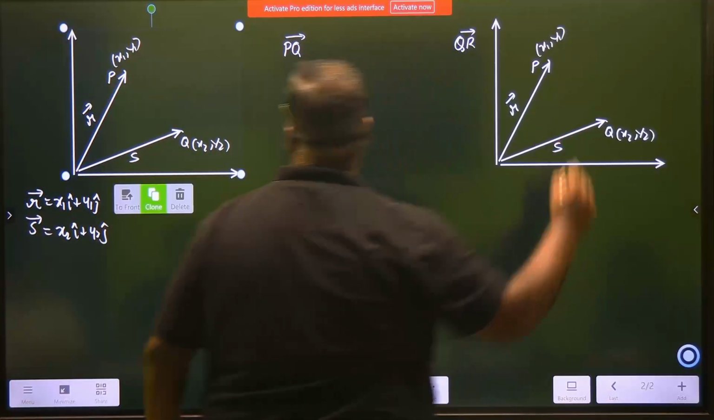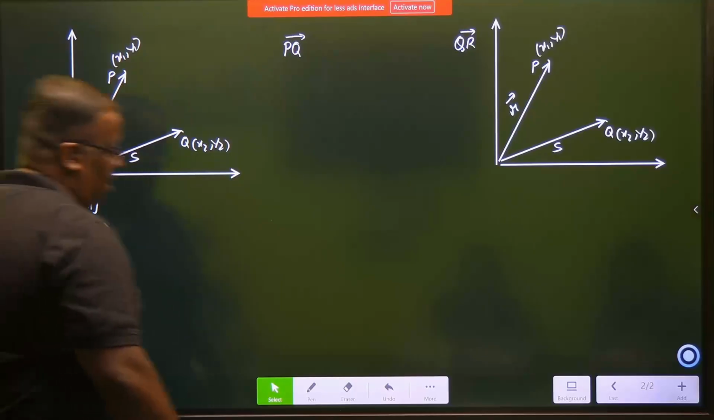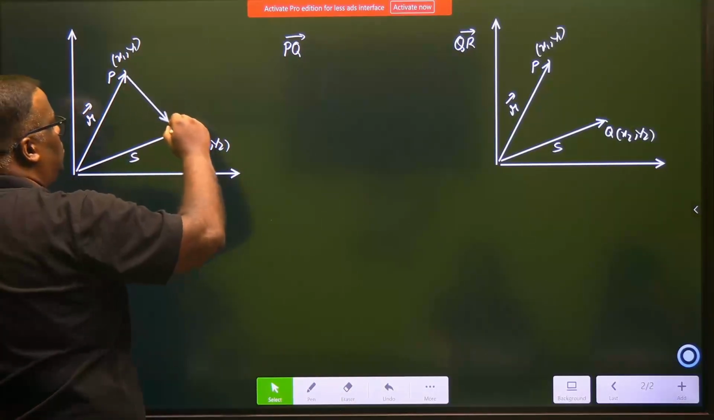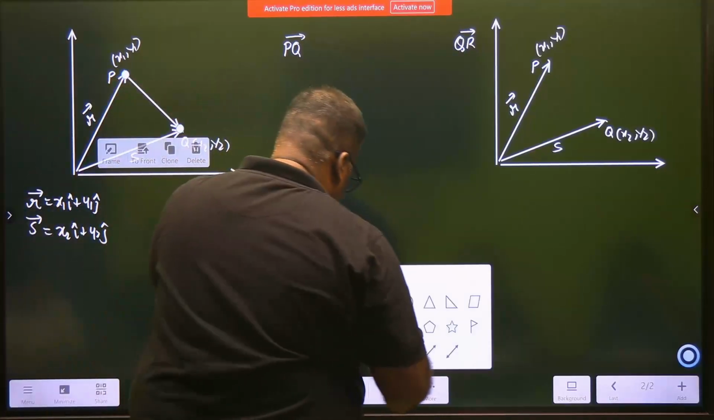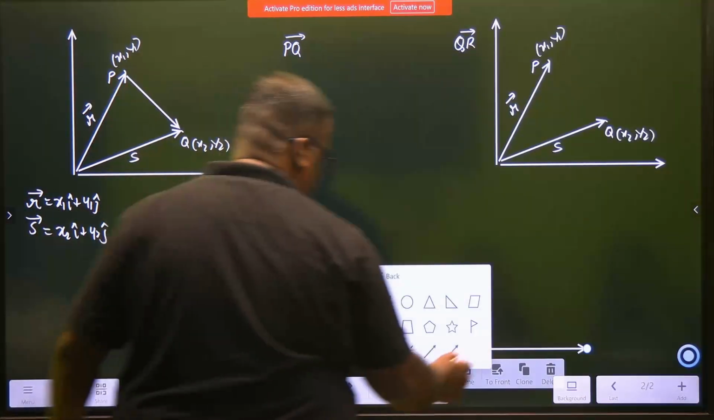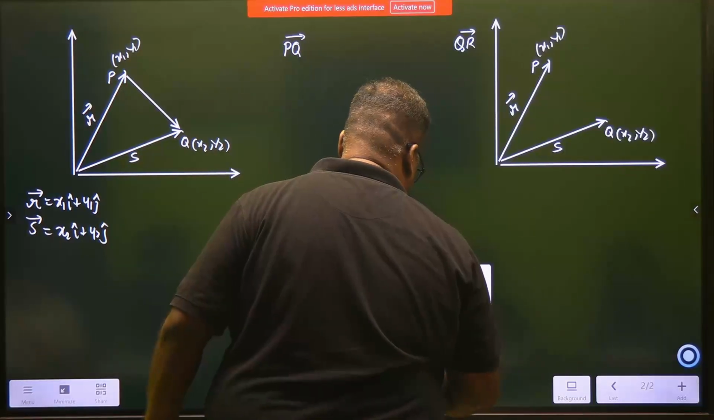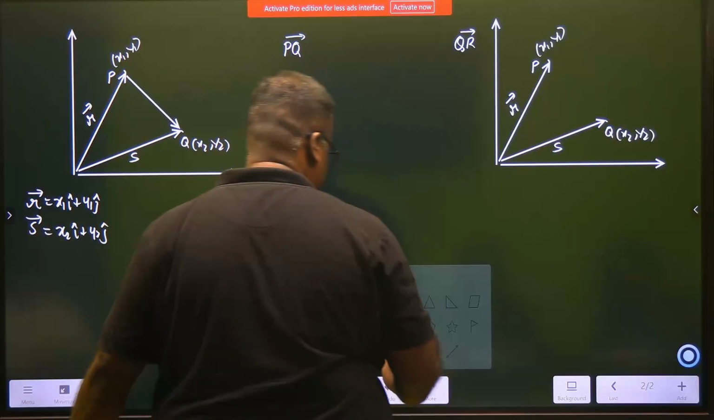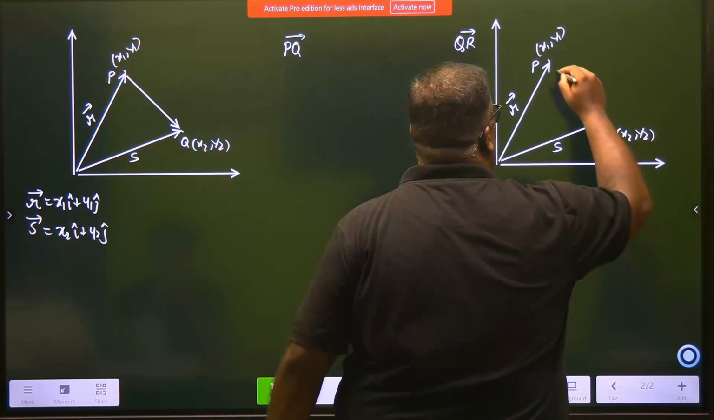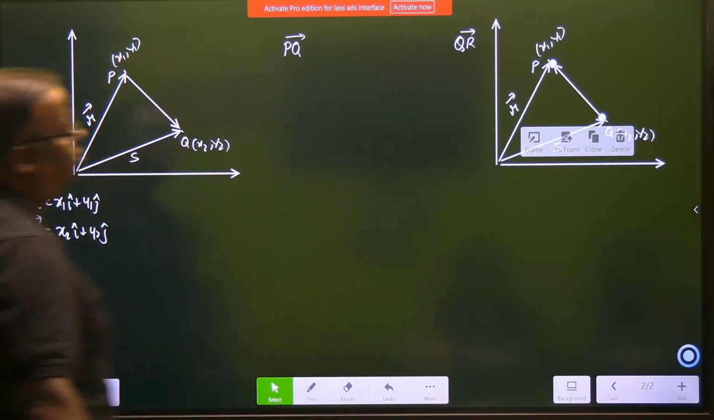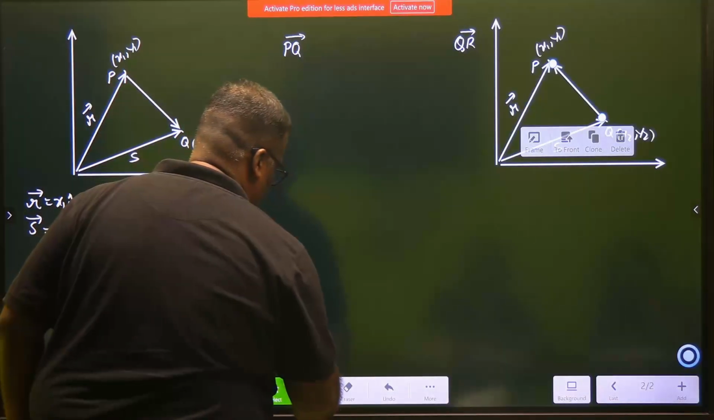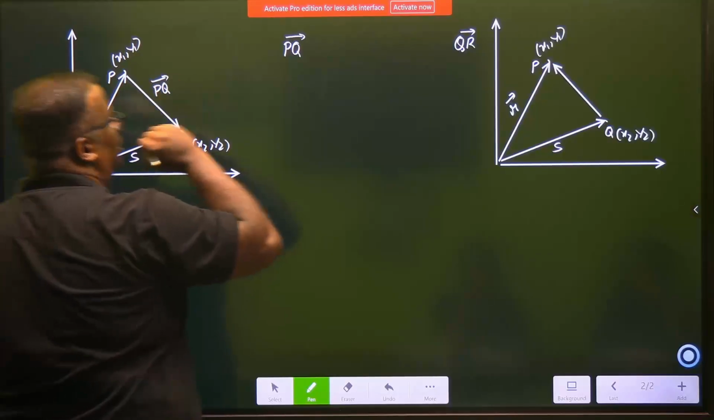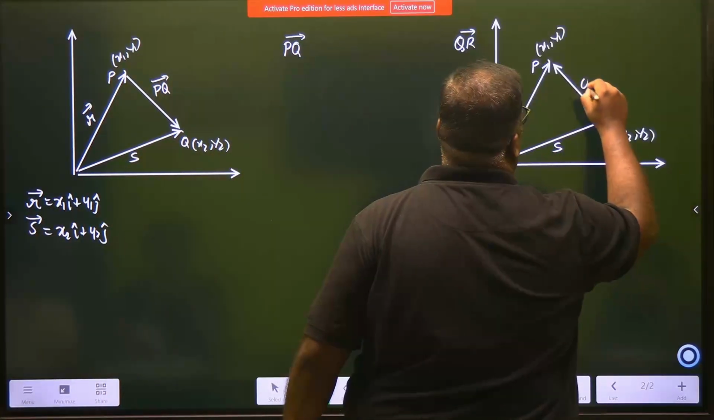So in one diagram we'll show you PQ, in the other diagram we'll show you QR. In the first diagram we will try to see what is PQ, means we would be moving, children, from P towards Q. Do you agree? In the other diagram we want to see QR. So this is QR. Are we fine? Okay. So let me call this PQ vector and let me call this QR vector.